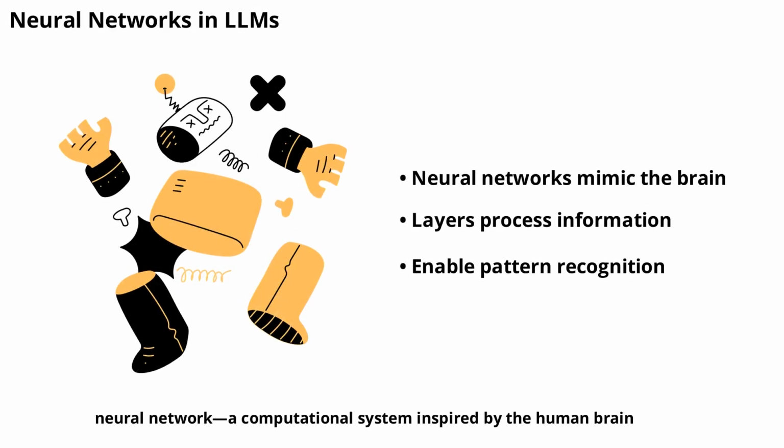At the heart of every LLM is a neural network, a computational system inspired by the human brain. Neural networks consist of layers of interconnected nodes, or neurons, that process information. As data passes through these layers, the network learns to recognize patterns and relationships in language. The depth and complexity of these networks are what enable LLMs to generate coherent and contextually relevant text.